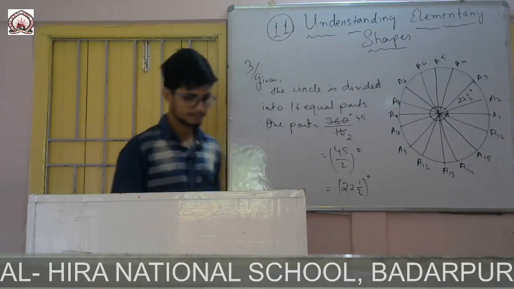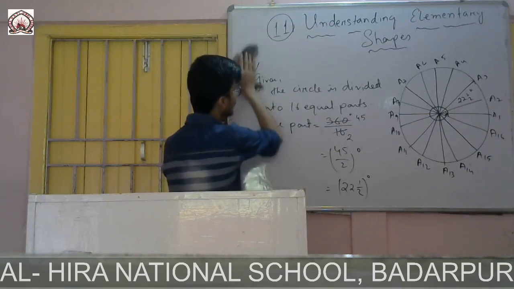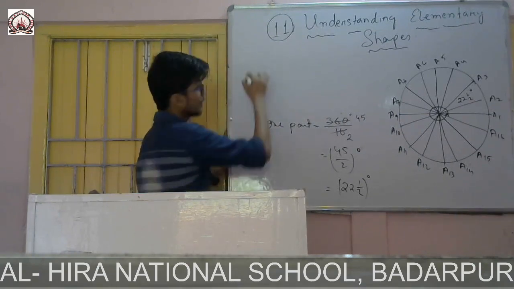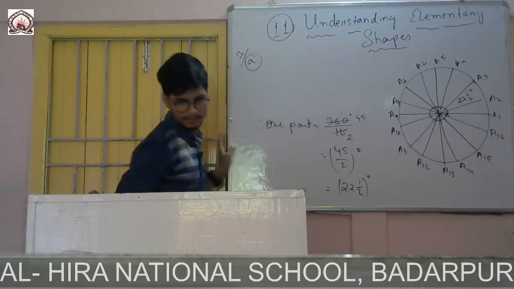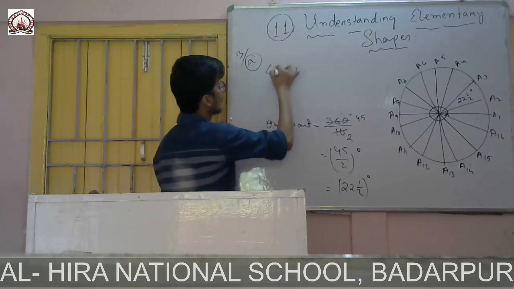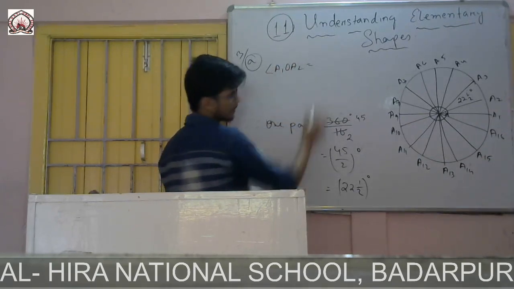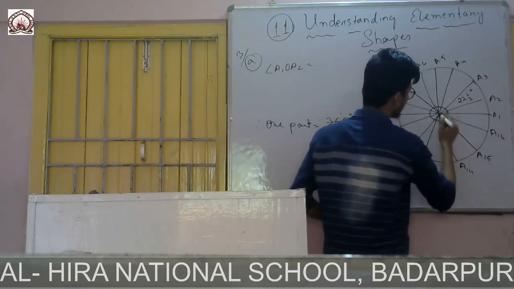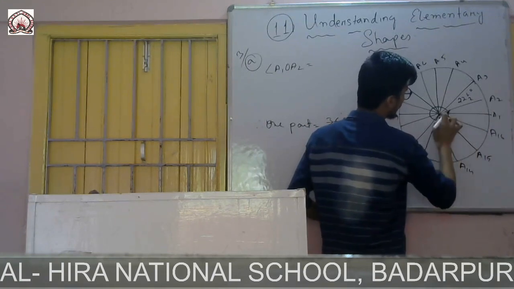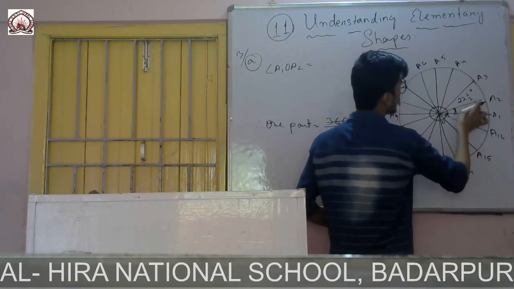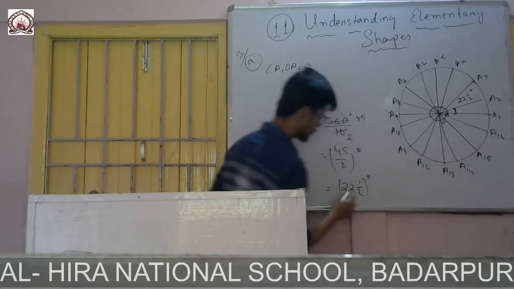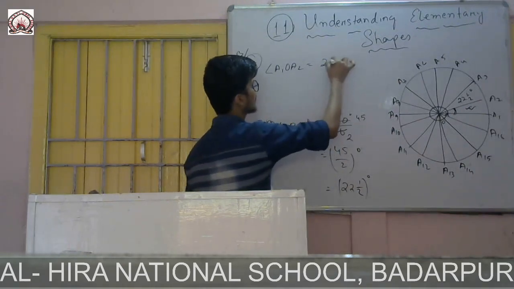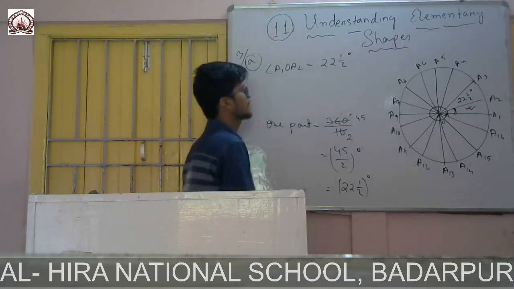Now I will find them one by one. Now it will be easy to find. Write question number A. It is given angle A1OA2. You see A1OA2, here it is O. This angle is the same as all of these, equal to 22.5 degrees. So I can write directly 22.5 degrees.